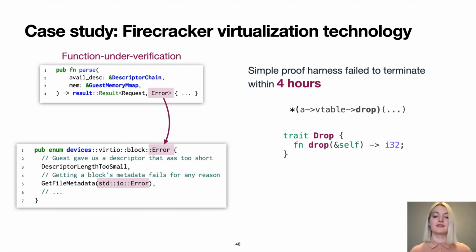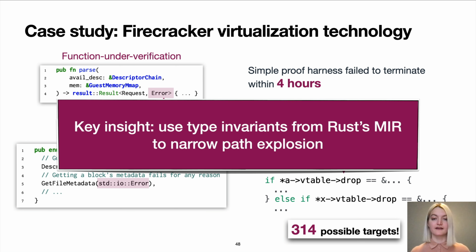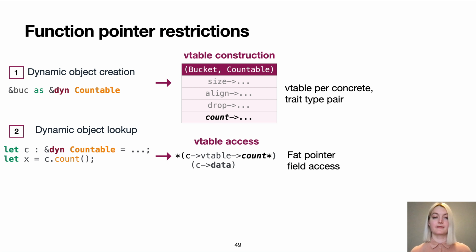The problem here is that this possible function type matches on a bunch of different code in this open source project. So in particular, this call to drop had over 300 possible targets, and this was really slowing down symbolic evaluation. Our key insight was that we actually know more about the possible targets for this function call based on our knowledge of the Rust MIR type system, and we can use this to narrow this path explosion.